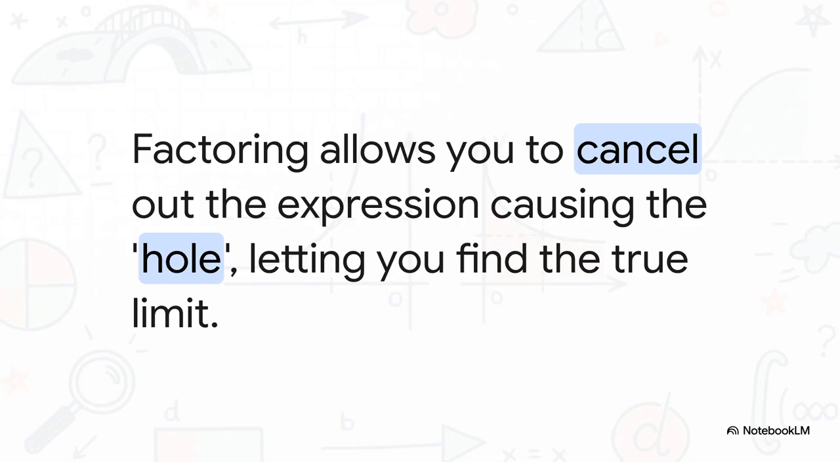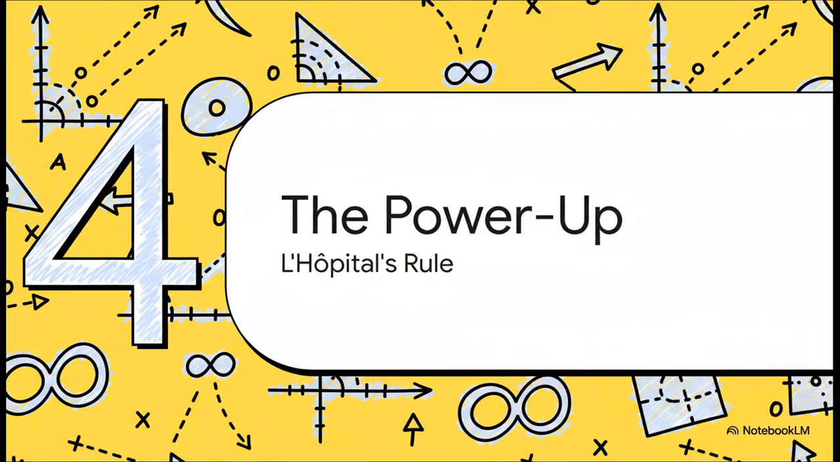When you factor the numerator and denominator of a fraction and you cancel out a common term, what you're doing, algebraically, is patching that little hole in the graph. You're finding a new function that is identical in every single way, except at that one missing point. And once the hole is patched, you can finally just plug in the value and see where the function was heading all along. But what if you run into a function that's just too complicated or messy to factor?